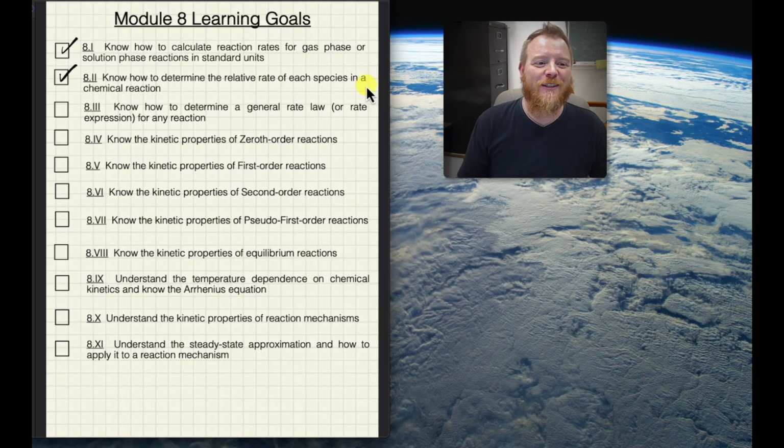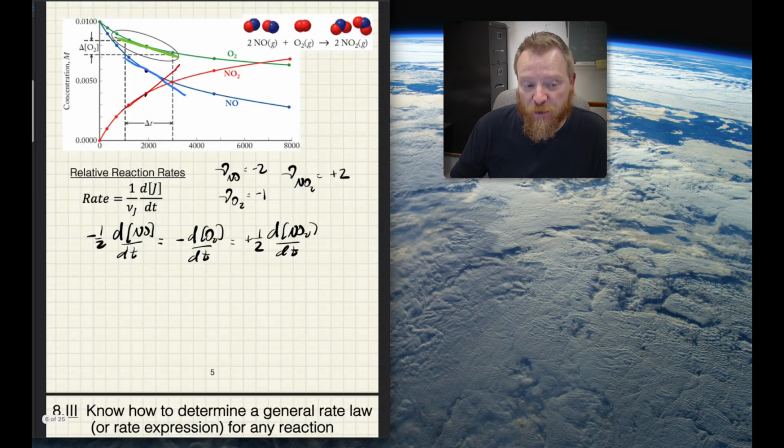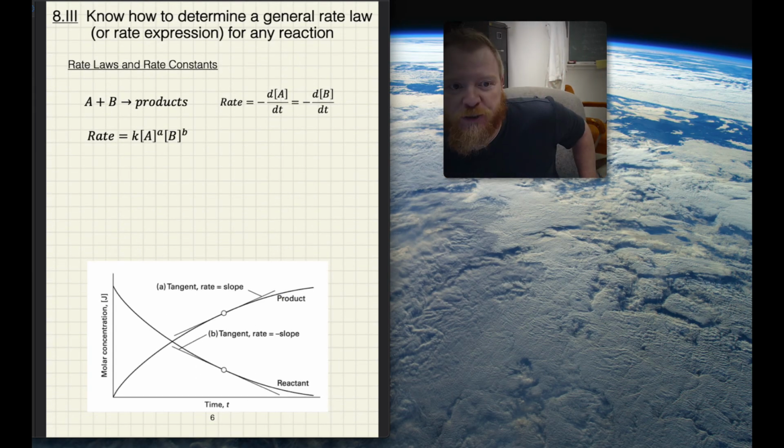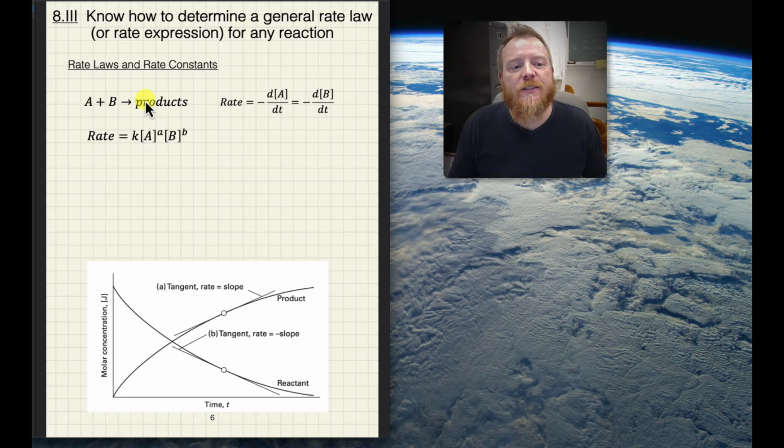All right, folks, next learning goal 8.3, know how to determine a general rate law or the rate expression for any reaction. So I'm just going to set this up briefly and generally, and then we'll go through lots of examples in our live lecture. So if we consider now this simple reaction, A plus B goes to products.